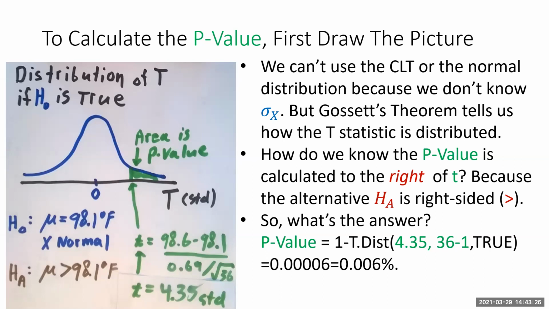that tells us we can use Gossett's theorem, and it tells us that the t-statistic has a shape. It looks a lot like the normal distribution, but it's a different formula that Gossett worked out, not the one that Gauss worked out for the central limit theorem. That normal distribution curve was a formula that Gauss figured out, but this is a slightly different formula, slightly different shape.